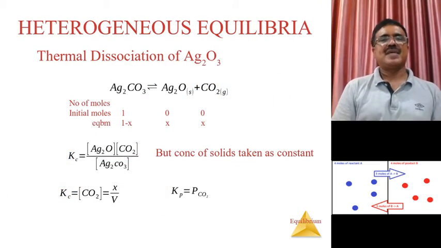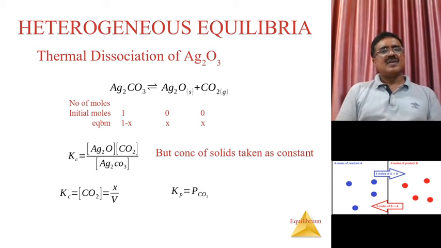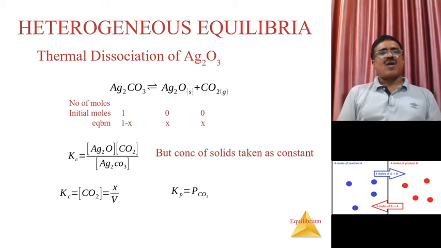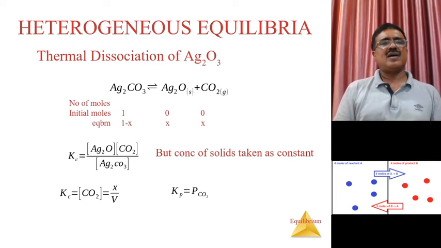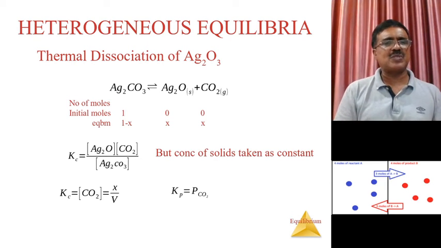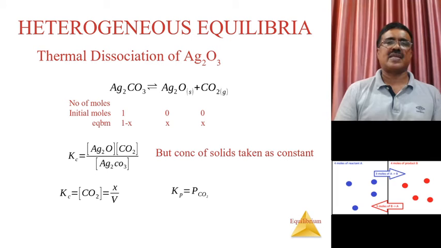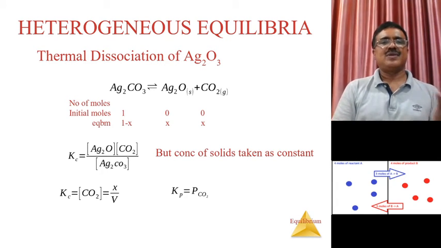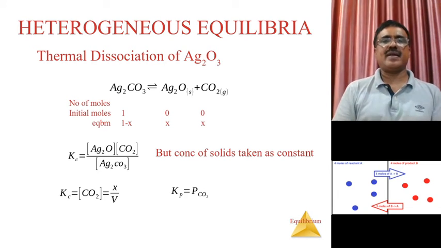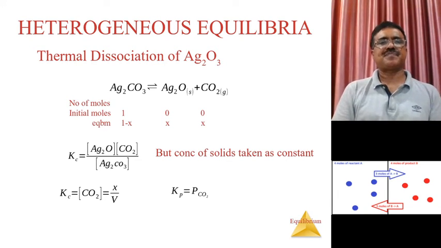Heterogeneous equilibrium, where solids and gases, or liquids and gases, or solids and liquids are involved, we call heterogeneous equilibria. Consider the decomposition of silver carbonate. You can have calcium carbonate decomposition as well. Equilibrium can be established only when you do the reaction in a closed vessel. If it is an open vessel, carbon dioxide will escape and it is difficult to obtain equilibrium. Here we can obtain equilibrium like this.